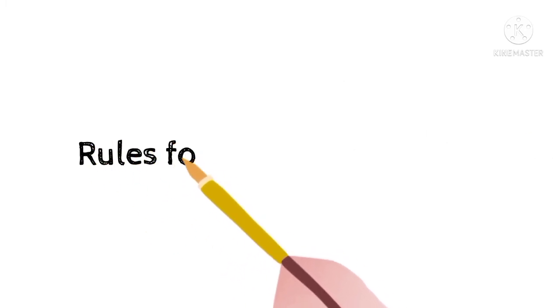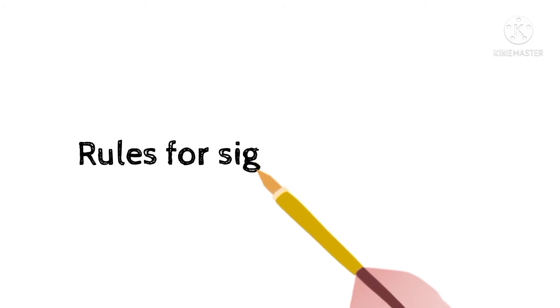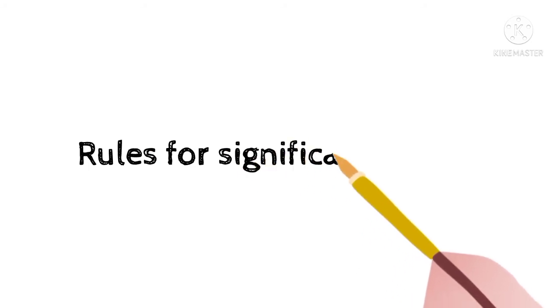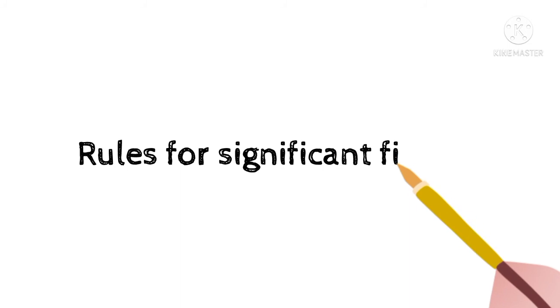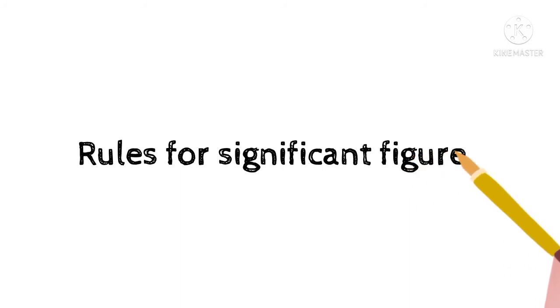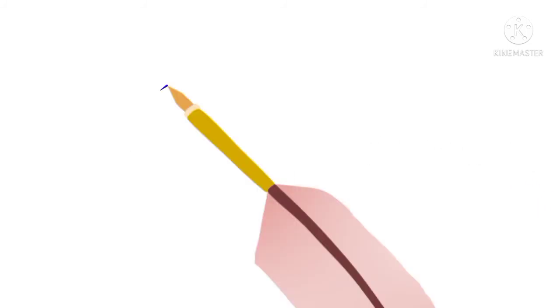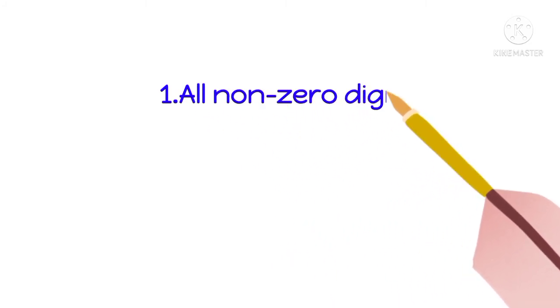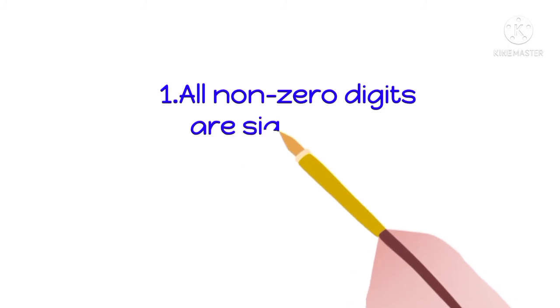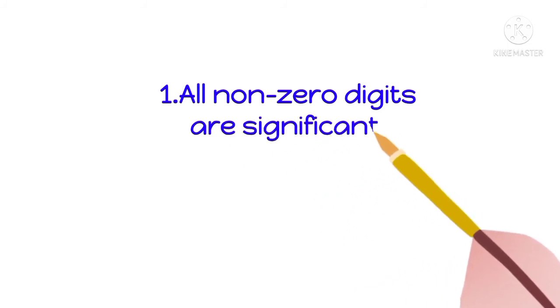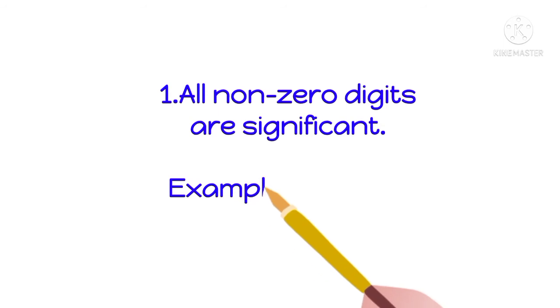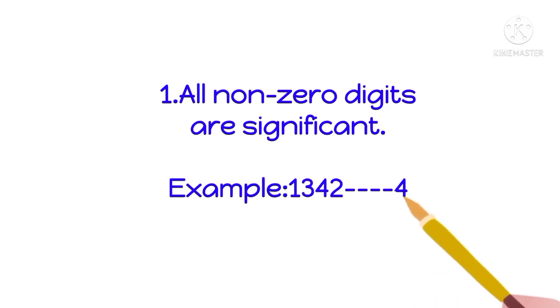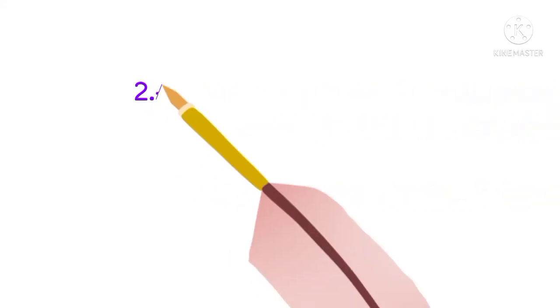Now, to find the significant figures in a given number, we have a set of rules. We are going to discuss those rules with examples. The first rule is all non-zero digits are significant. Here the example given is 1342. This number has 4 digits because it has 4 non-zero digits, so the number of significant figures is 4.